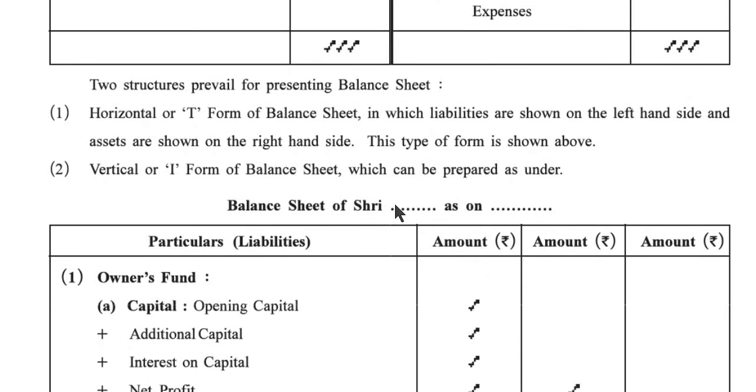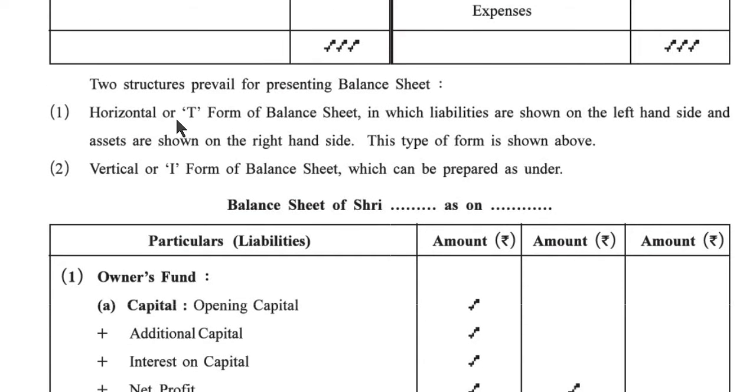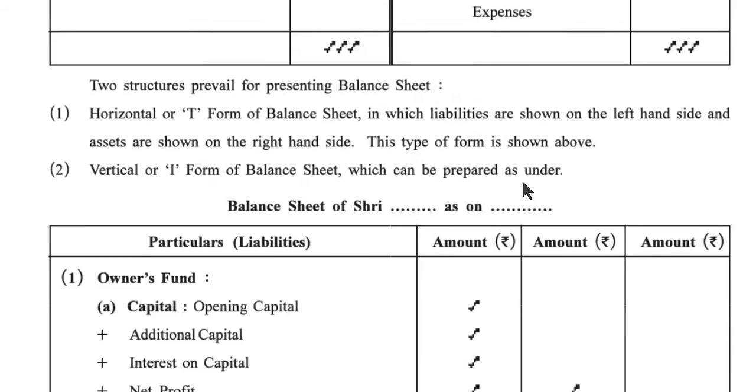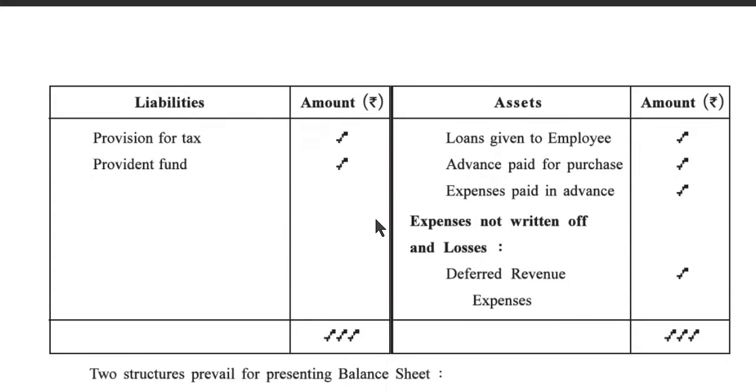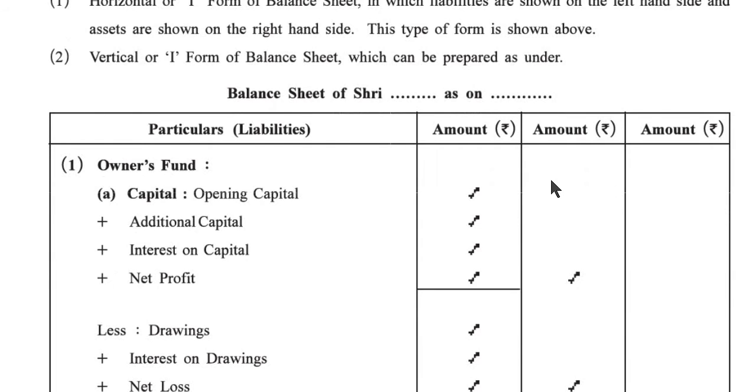Two structures prevail for presenting a balance sheet. The horizontal or T-form balance sheet, in which liabilities are shown on the left hand side and assets are shown on the right hand side. This type of form is shown above. This is the T type of balance sheet, with a left side and right side, two sides. And the vertical or I form of balance sheet, which can be prepared as under. But for our exam purpose, we prepare this T type of balance sheet. This is only for knowledge.